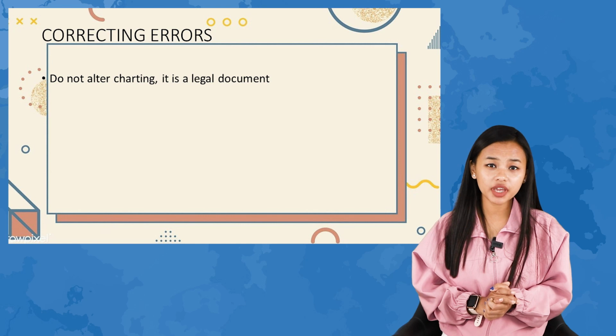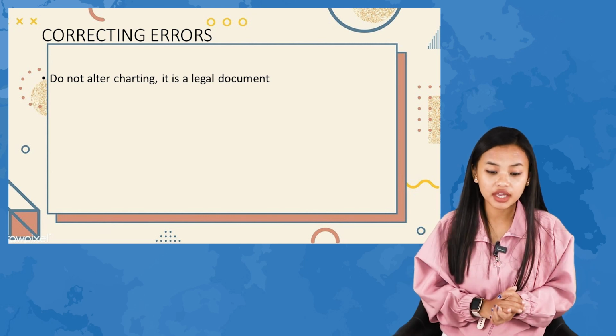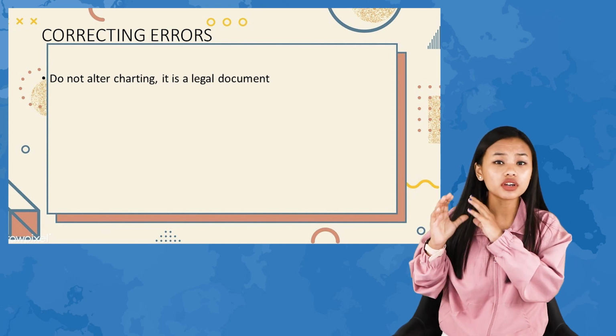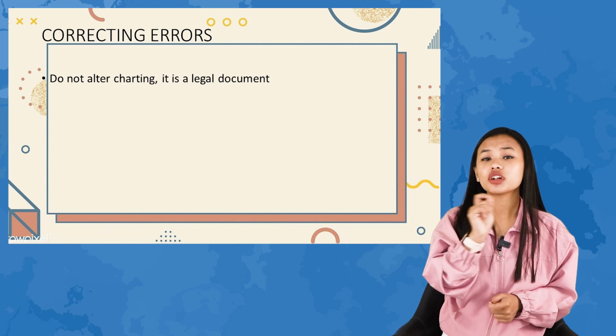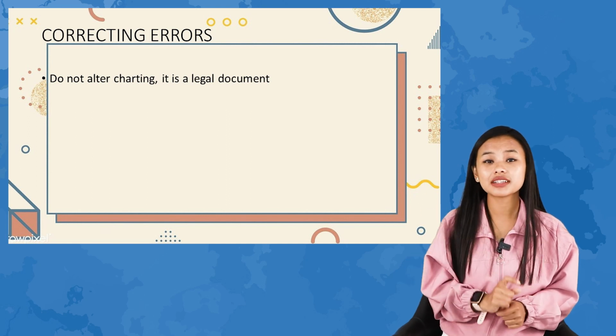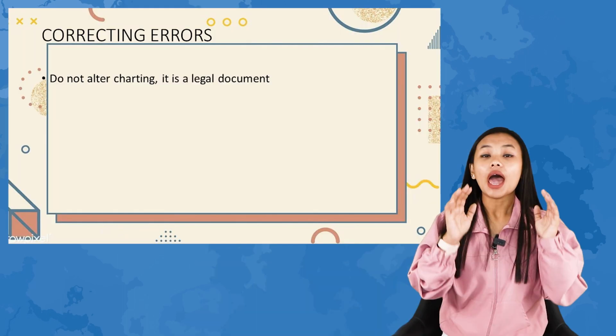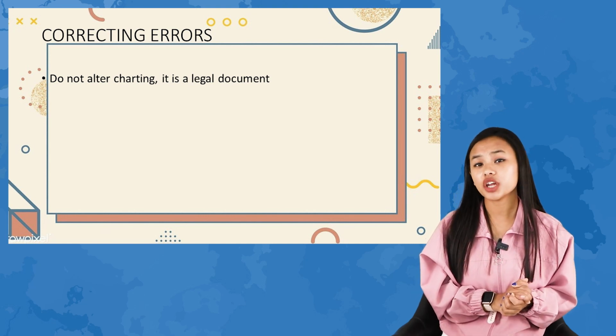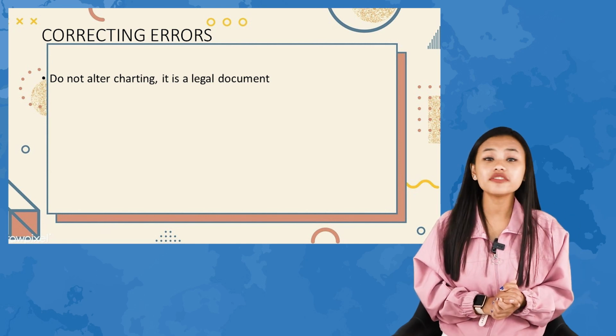So whenever you correct any errors, you can do it by drawing a single horizontal line through the error. You should not scribble or circle it, but only draw a single horizontal line through the error. After this has been done, you can write the word "error" above the line and then put your signature. You must also make sure that there is no ink eradication, and use occlusive material.